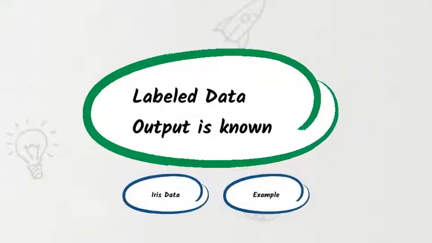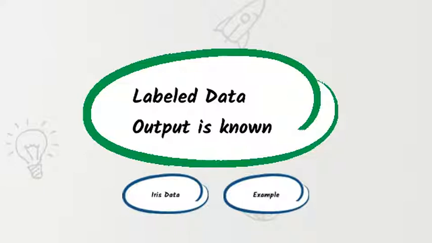This means that we are working with labeled data. Now, what does this labeled data mean? It means that we know the output already. And what we have to do is just map these input variables which we have with this output. And so that's why the name is supervised machine learning.